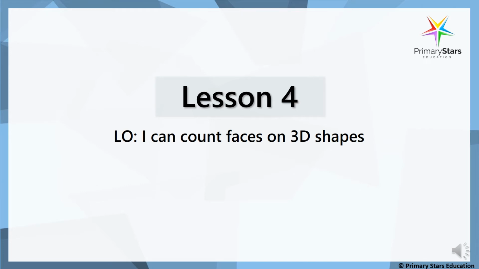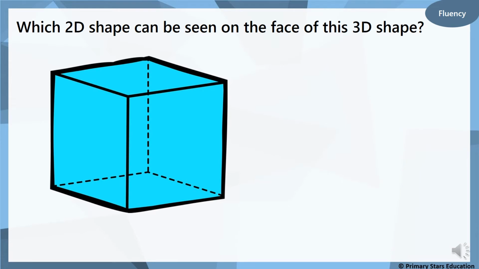Now that we've played our shape guessing game, we're going to be having a look at how to count faces on 3D shapes. Which 2D shape can be seen on the face of this 3D shape? So have a look at what shapes you can see, which 2D shapes. Square. Okay, so we have got square faces on the side of this cube.